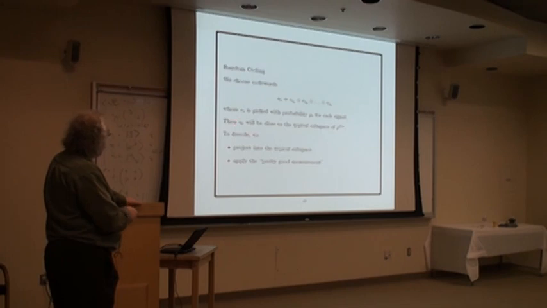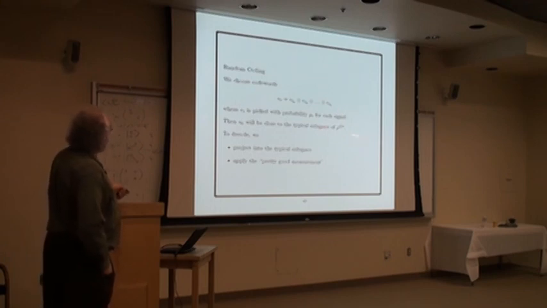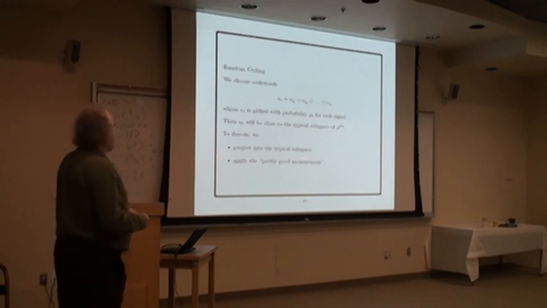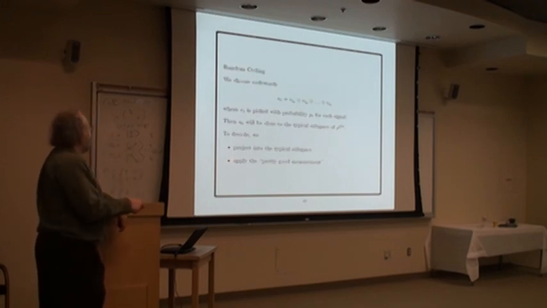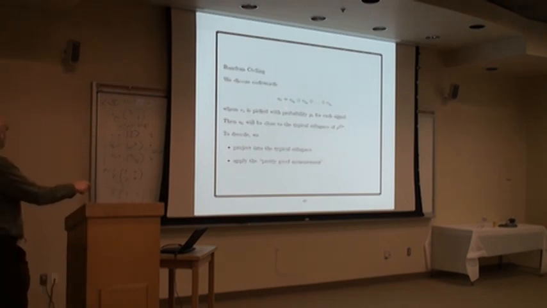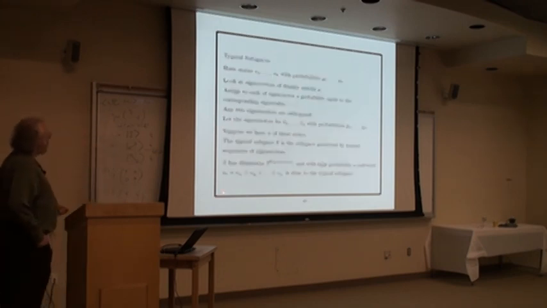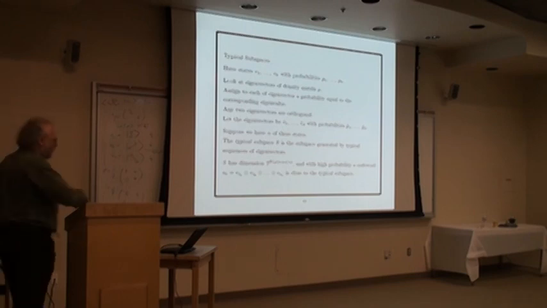And now, u sub i will all be very close to the typical subspace of rho. That's essentially the same proof as for Schumacher compression. And to decode, what we do is project onto this typical subspace. If this operation fails and we find the complement of the typical subspace, we're in trouble, but that's a rare event. And then we apply the pretty good measurement, which distinguishes between each of these code words.